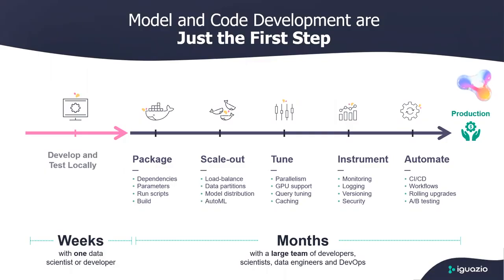So what are those steps that we need to go through? The first thing, we take our Python code or some other code and we have to package it in a way that it can run in production, usually using containers. So we can take our code, build a container, add the required packages, the parameters, scripting around it. So that's the first step.